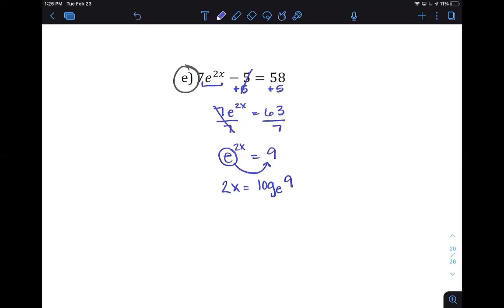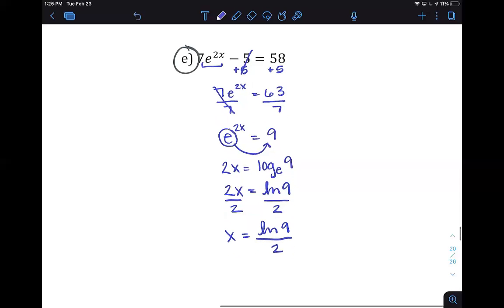So the base of your power becomes the base of your logarithm. But log base e, that's the same thing as what? ln. So 2x equals the natural log of 9. And then how do you get x by itself? Divide by 2. So x equals the natural log of 9 divided by 2.